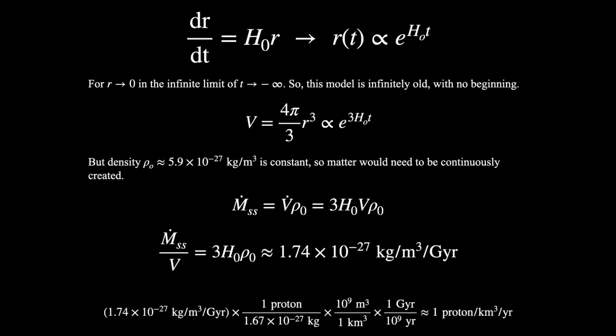That's about what's got to be created in the universe in order for the steady state model to work. You have to create matter, 1 proton for every cubic kilometer in every year in the entire universe. Some proton just has to magically come out of nowhere. This is the core need of the steady state model.